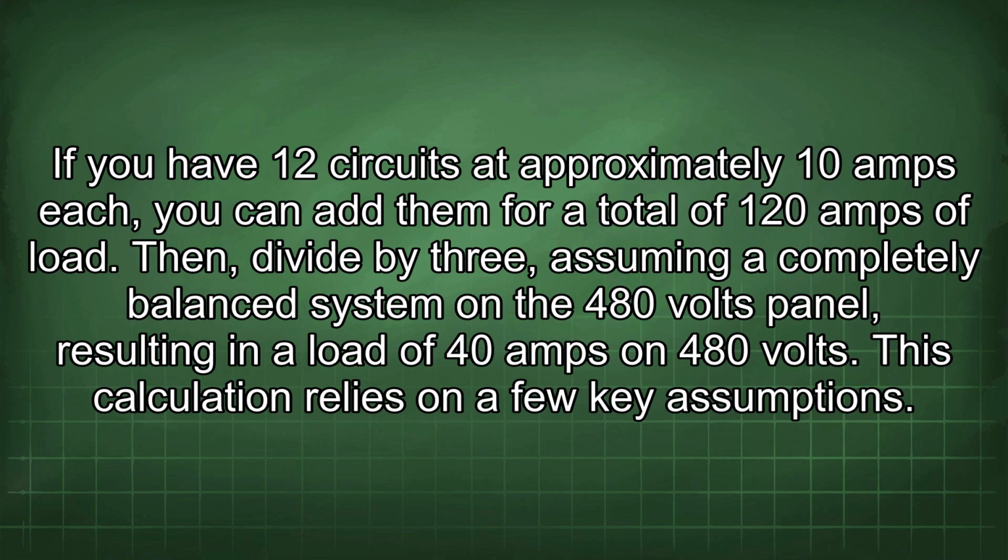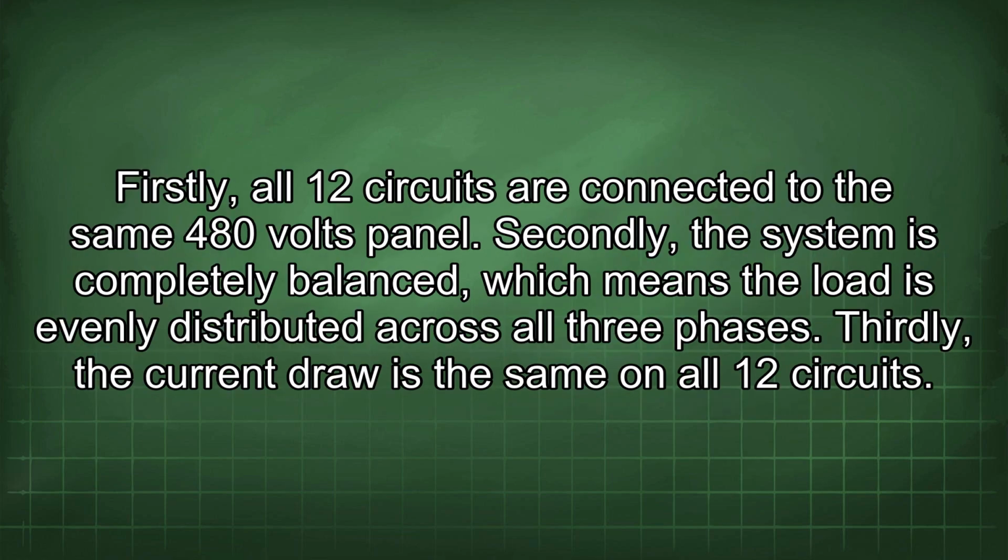This calculation relies on a few key assumptions. Firstly, all 12 circuits are connected to the same 480 volts panel. Secondly, the system is completely balanced, which means the load is evenly distributed across all 3 phases. Thirdly, the current draw is the same on all 12 circuits.